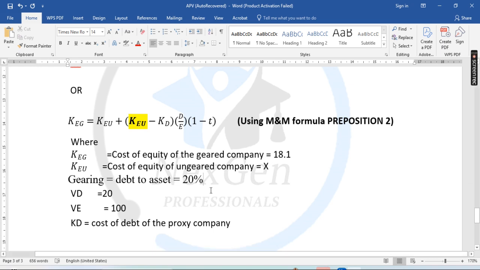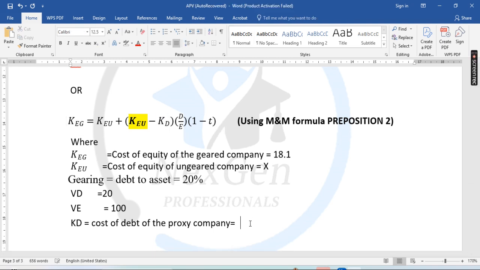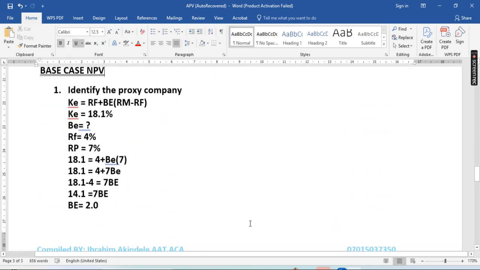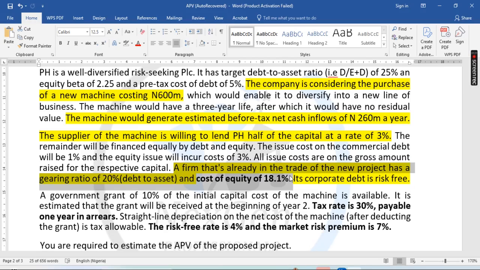Now, the cost of debt of the proxy company. Let's check in the question given to us and confirm if the cost of debt of the proxy company is given. This is the only information that was given to us about the proxy company. But if you feel that they gave us any other information for the proxy company, you can unmute your mic and say, oh, they gave us other information. Maybe I'm not seeing it from this part. You can see it in another part.